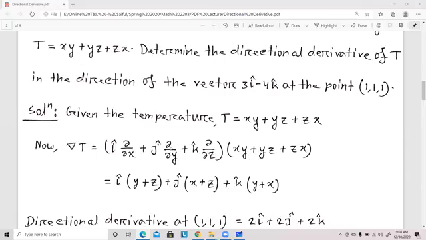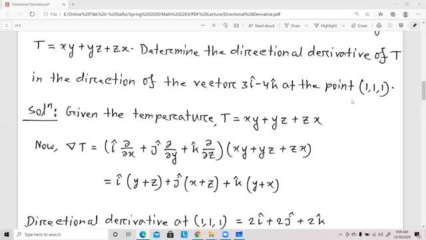From the second term, we do partial differentiation with respect to y, and we get x plus z plus 0. That means x plus z. And from the last term, if we do partial differentiation with respect to z, then we get 0 y plus x, that is y plus x. So this is the grad of T. Now we have to find this gradient of T at the point 1, 1, 1.